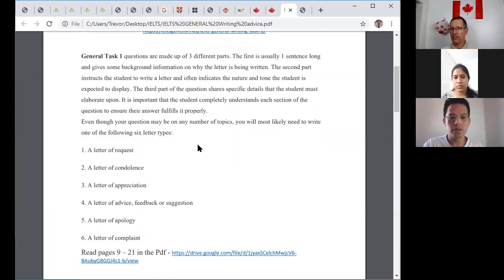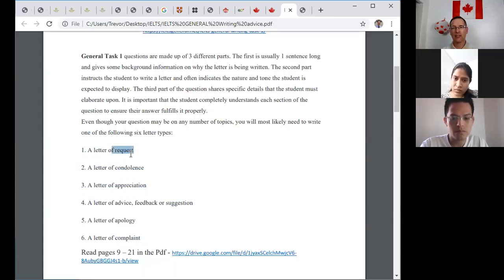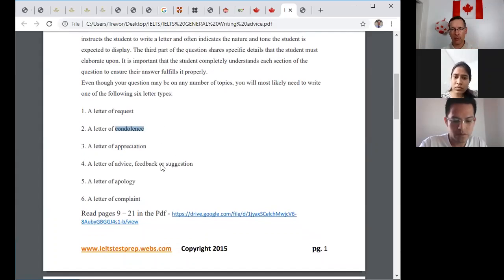Typically, there's lots of different topics that you could be asked for the IELTS General, but it usually revolves around one of these 6 types. And the format is similar, so don't be overwhelmed or think you have to memorize 6 different letters or information. But usually you're requesting information, so you're asking for something. You're offering a letter of condolence, meaning somebody lost their job or something happened to someone, they had an injury, and you're writing to them about that.